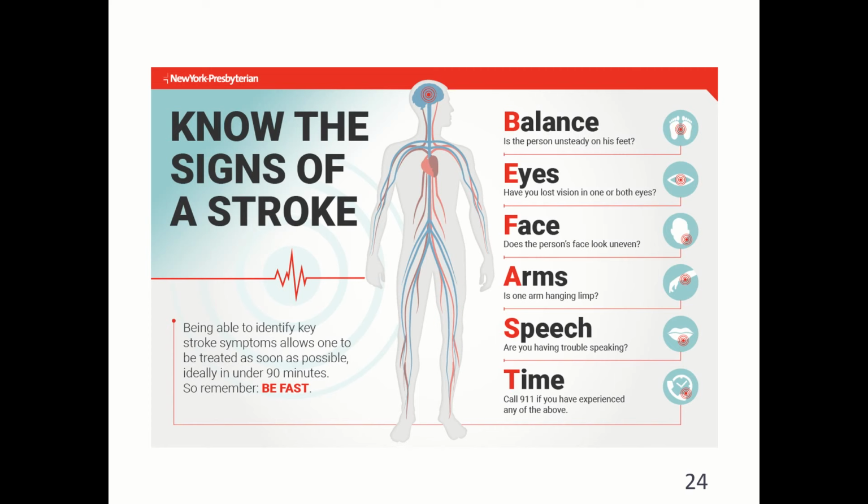B is for balance. Is the person unsteady on his feet? E is for eyes. Has the person lost vision in one or both eyes? F is for face. Does the person's face look uneven? A is for arms. Is one arm hanging limp? S is for speech. Are you having trouble speaking? T is for time. Call 911 if the patient has experienced any of the above.